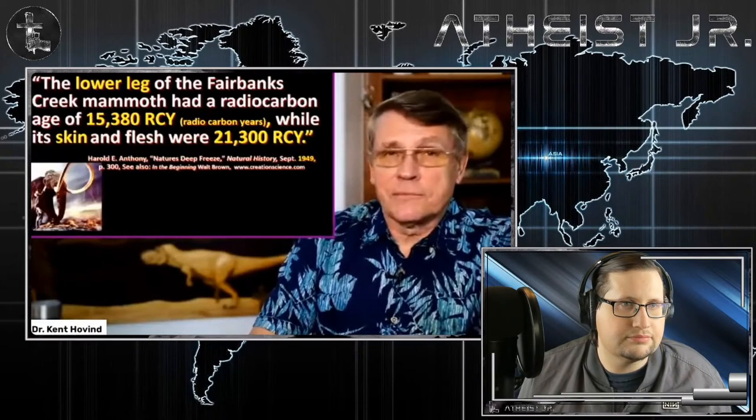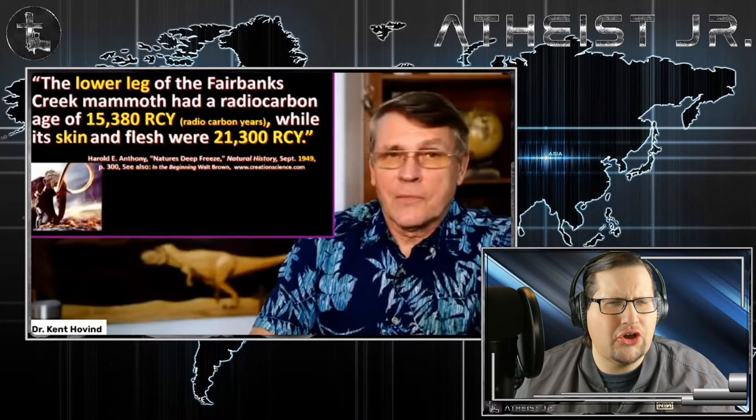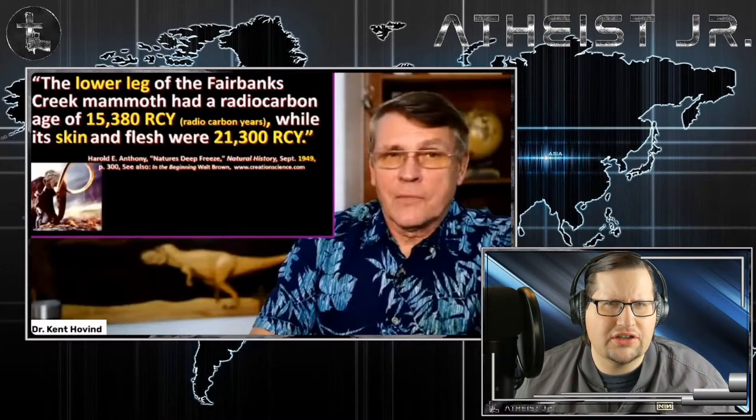The lower leg of a mammoth carbon dated 15,000 years old, but the skin and flesh were 21,000. Okay, so this is a lie, right off the bat. I didn't show a bunch of the stuff Kent talked about at the beginning, but real quick, let's talk about what carbon dating is and how it works.